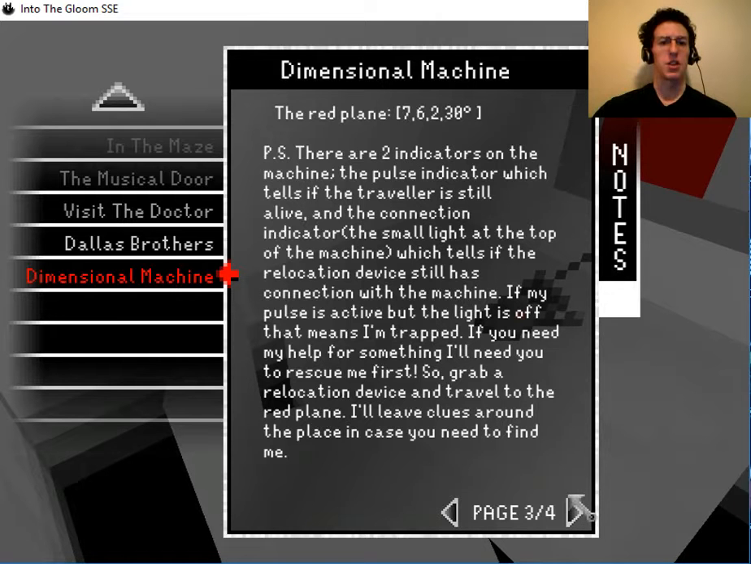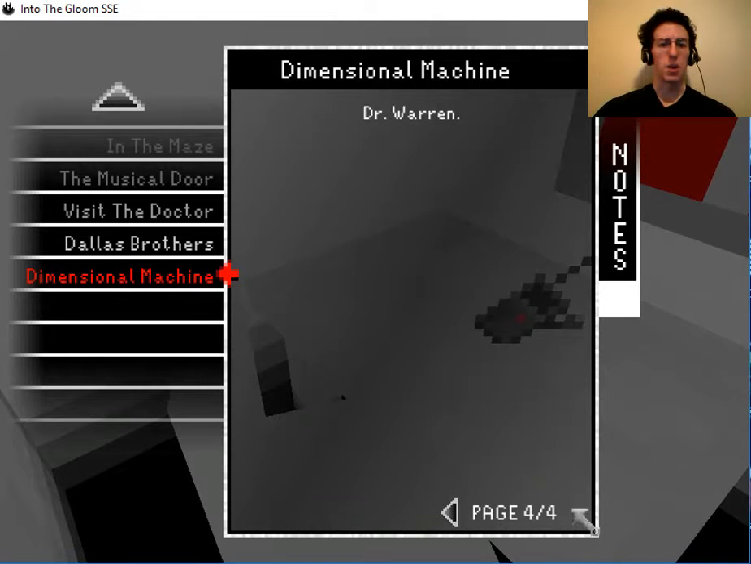P.S. There are two indicators on the machine. The pulse indicator, which tells if the traveler is still alive, and the connection indicator, the small light at the top of the machine, which tells if the relocation device still has connection with the machine. If my pulse is active but the light is off, that means I'm trapped. If you need my help for something, I'll need you to rescue me first. So grab a relocation device and travel to the red plane. I'll leave clues around the place in case you need to find me. Dr. Warren.